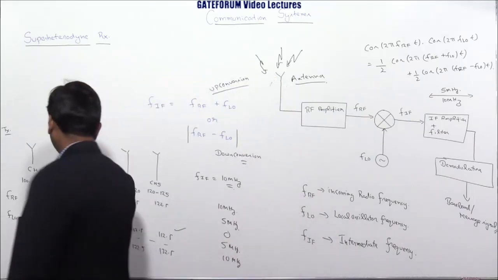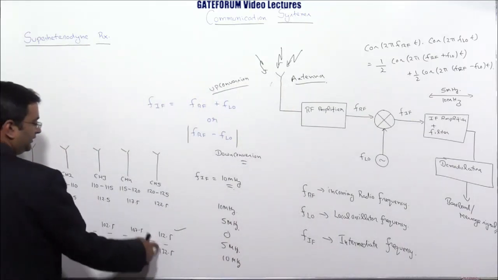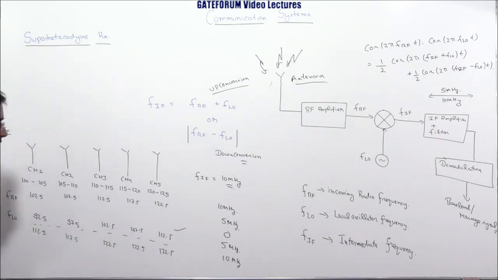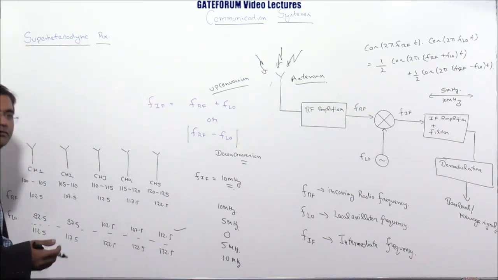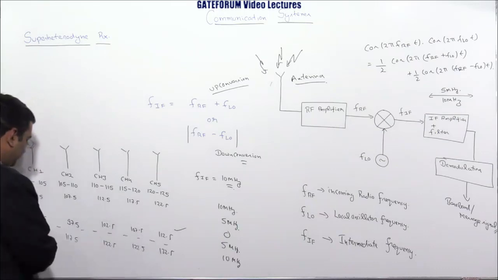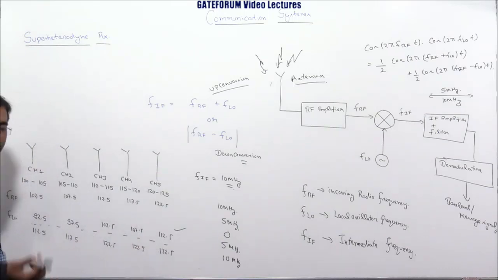So you can say when channel 5 is there, instead of choosing this, let's choose this. Yes, that's a good idea. That means you have to plan your FLOs accordingly. You cannot choose any FLOs, but you have to choose the FLOs in such a way that the image frequency problem is resolved. In that case, you can use this. But suppose this is the available FLO, then how do we get rid of this problem?